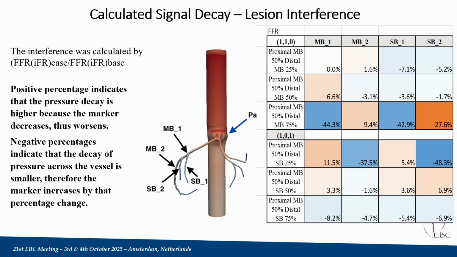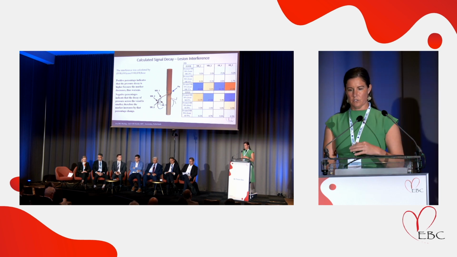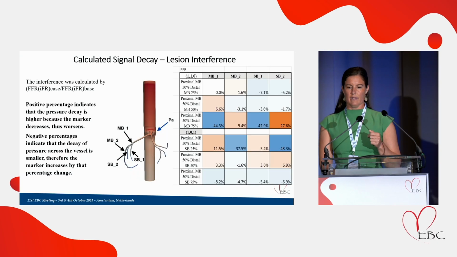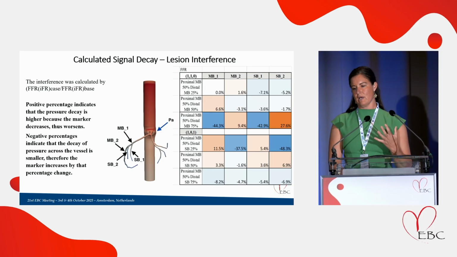And so on the right-hand side, I guess your right-hand side, looking at the indices of that, the positive percentage indices mean the pressure decay is higher because the marker decreases, thus worsening that, and the negative percentages indicate that the decay of the pressure across the vessel is smaller, therefore increased by the percentage of that change.